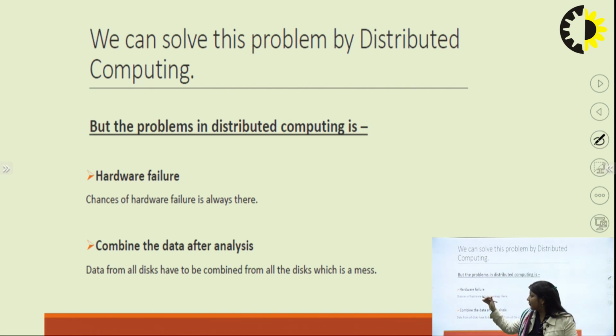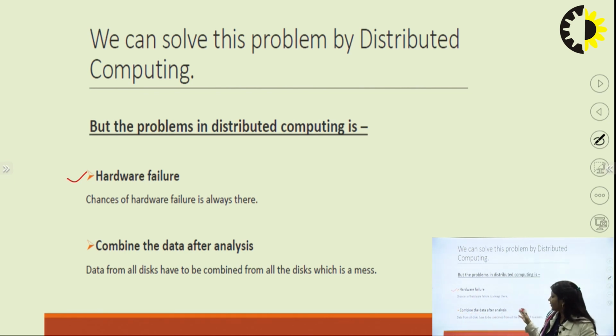Now we can see what the different problems in distributed computing are. First is hardware failure. The chances of hardware failure are always there. We all know that if we have connected various systems to one server in a client-server system, and one client fails, then the data can be lost. So this is one kind of disadvantage of this technique.